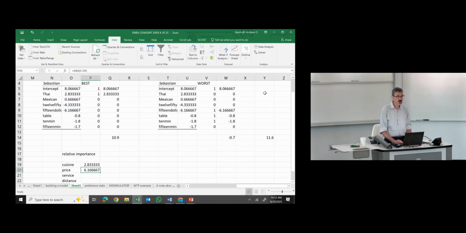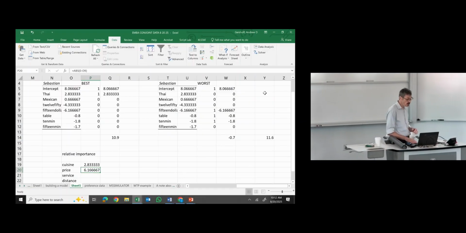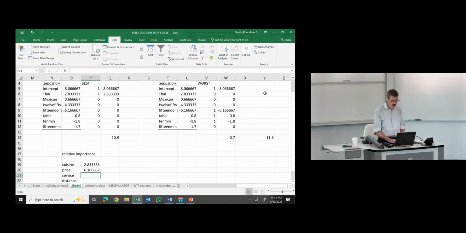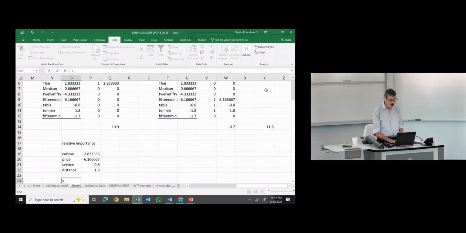And so on price, his movement from the worst to the best possible price is 6.16 bits of preference. And for service, the absolute value of the best minus the worst is 0.8, and for distance, the best is 0 in this case, because that's in the intercept, minus the worst, which is 10 minutes away. And if I add these up, what does this equal?